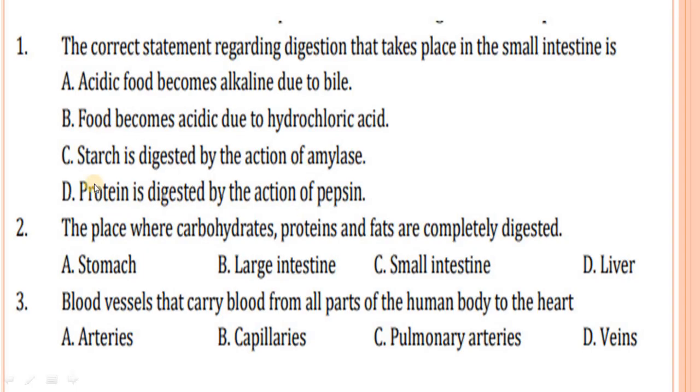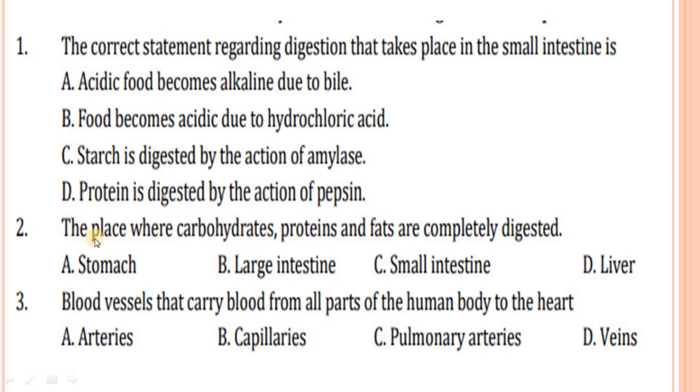If you see the B and the D options, food becomes acidic due to hydrochloric acid and protein is digested by the action of pepsin. These two take place in the stomach, and starch is digested by the action of amylase, which takes place in the mouth with the help of saliva. So here the correct answer is acidic food becomes alkaline due to bile, which takes place in the small intestine.